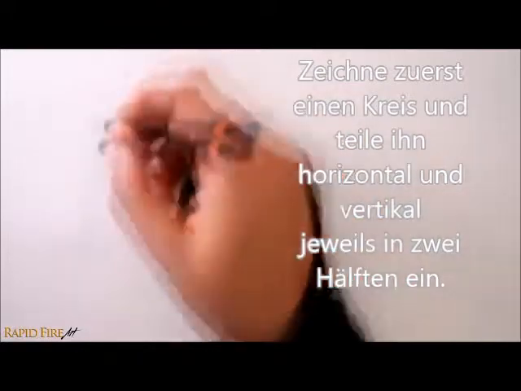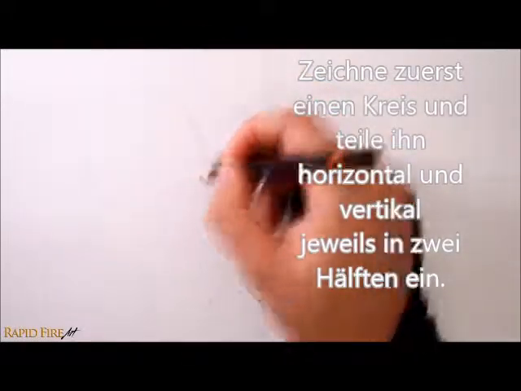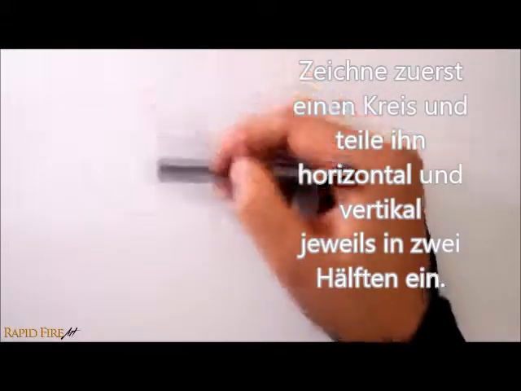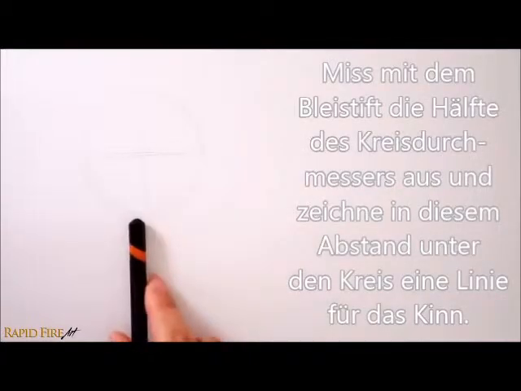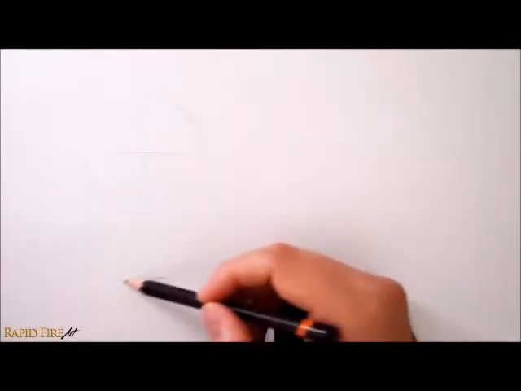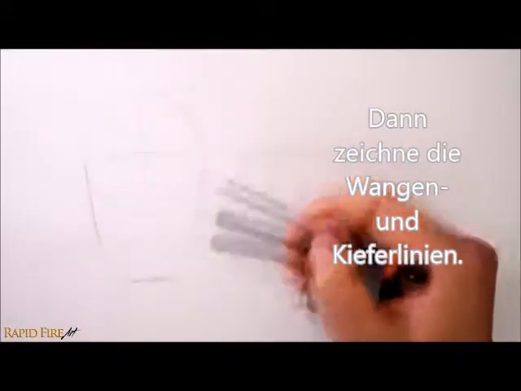First, draw a circle. Try to make your construction lines as light as possible. Next, make a line through the center vertically and horizontally. Measure half the circle's diameter and add it to the bottom to get the chin. Now draw the cheeks and jawline.